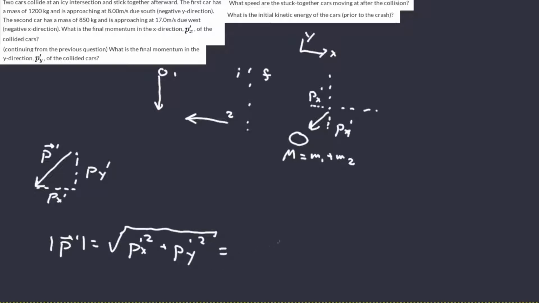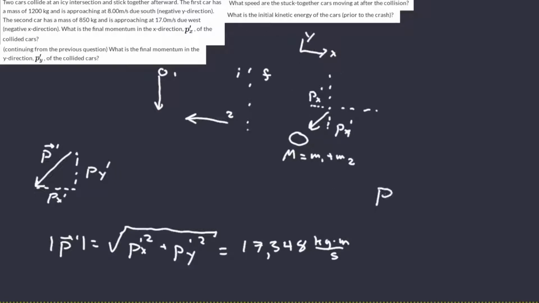So this comes out to be, if we plug this in, 17,348 kilogram meters per second. I'm just going to keep all these extra significant figures along for the ride until we find the final answer we're looking for. So this is the magnitude of our final momentum vector, but the question is asking for the speed.